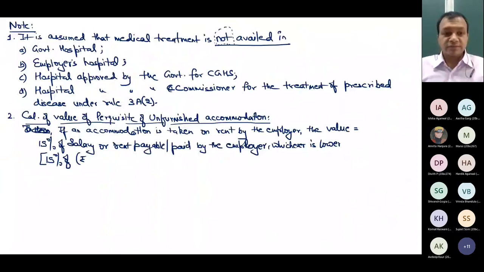So it is 3 lakh plus 12,000 plus 24,000 plus 2,400.